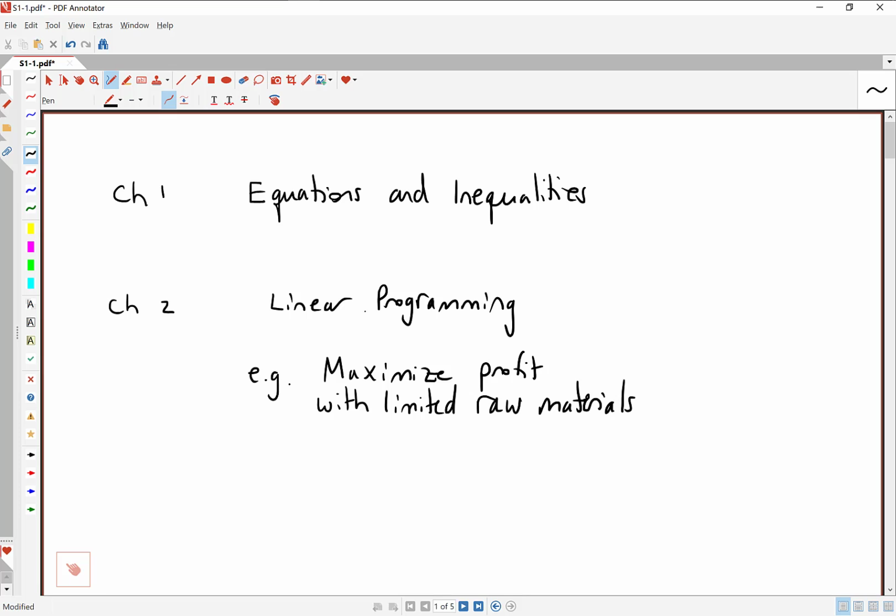In linear programming, we'll be able to maximize or minimize a quantity when there are some restrictions involved. So a classic example would be if a company is trying to maximize profit with limited raw materials, that would be a linear programming problem. So we'll think of all these tools that we're building up in chapter 1 as just setting us up to solve some interesting linear programming problems that apply to the real world.